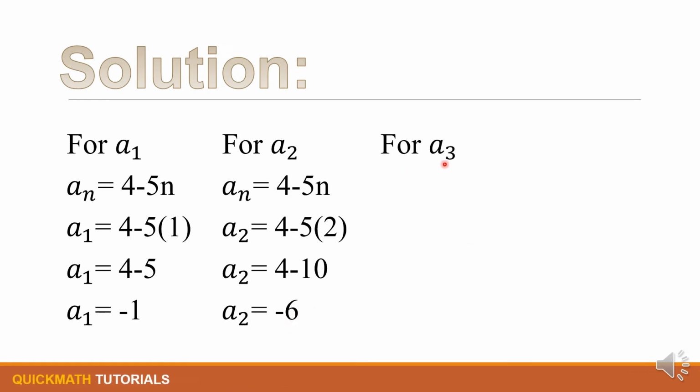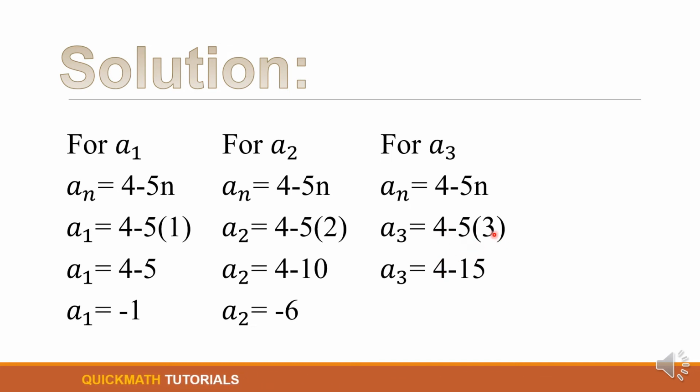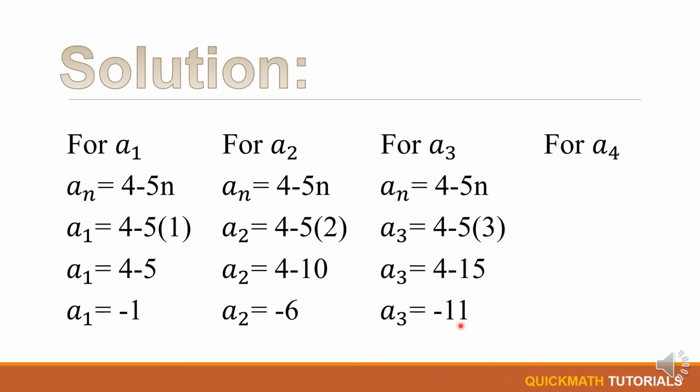Now, for our third term, or a sub 3, we will substitute n by 3. So we have a sub 3 is equal to 4 minus 5 times 3. So we have to copy 4. Minus 5 times 3 is equal to 15. And 4 minus 15 is equal to negative 11. Thus, our third term is negative 11.